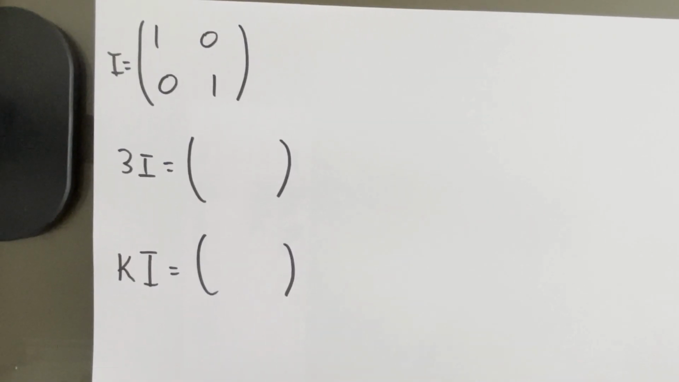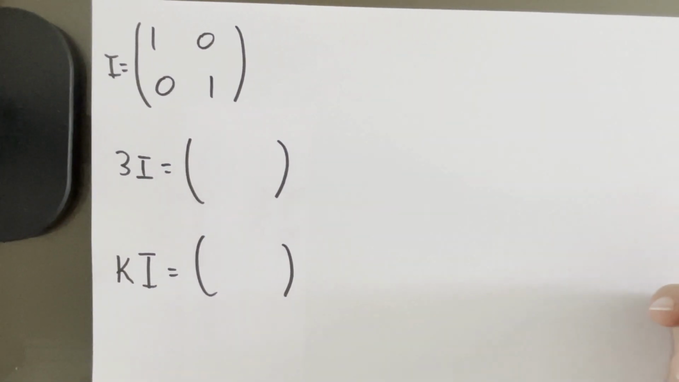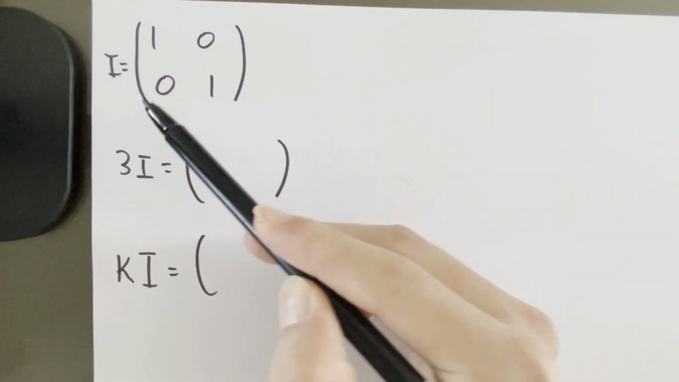Okay, so I just noticed this during editing, but I think I made a mistake in my 3I and kI identity matrix. So the identity matrix is 1, 0, 0, 1, right?